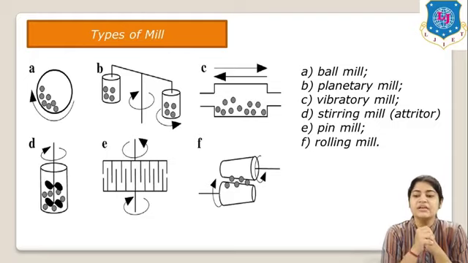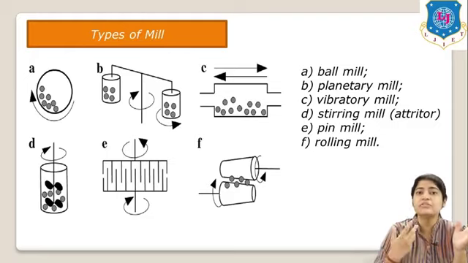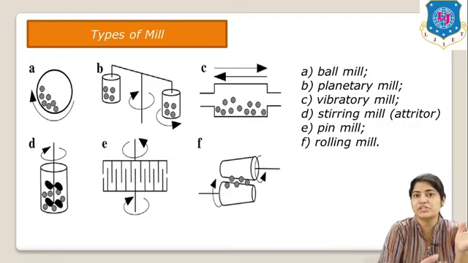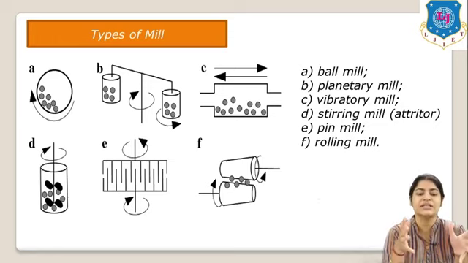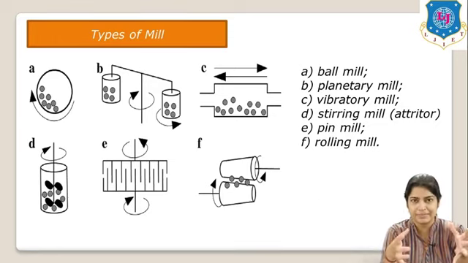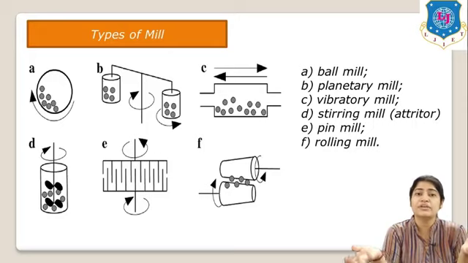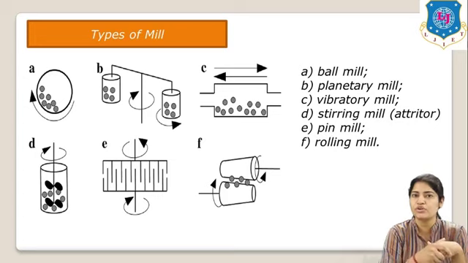D is your stirring mill. So attrition is the major force which is responsible for the breaking down of your particles. You can see in figure D, I have a cylindrical vessel in which a paddle agitator is kept and balls are filled here. So when your material is inserted, the main force which acts on your particles is attrition. E kind is your pin mill.